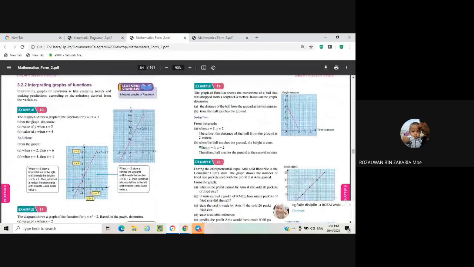So this example 10, we still do not discuss this one yet. Okay, so look at this one. If you have a mathematics textbook, please open your mathematics textbook, page 158. So look at this one, subtopic 8.2.2, Interpreting graph of function. Okay, wait for a while, class. I have something to do first.